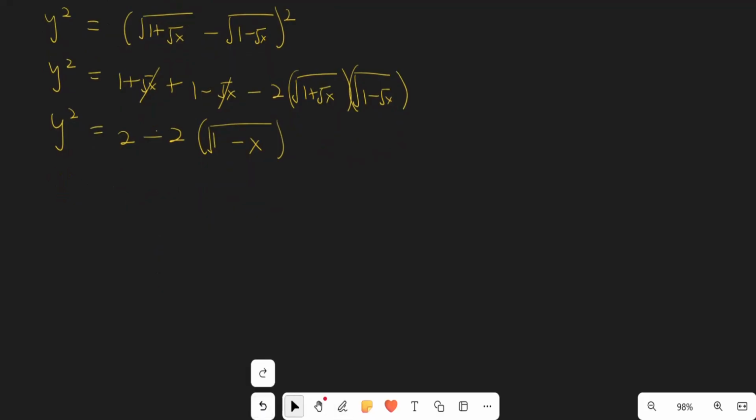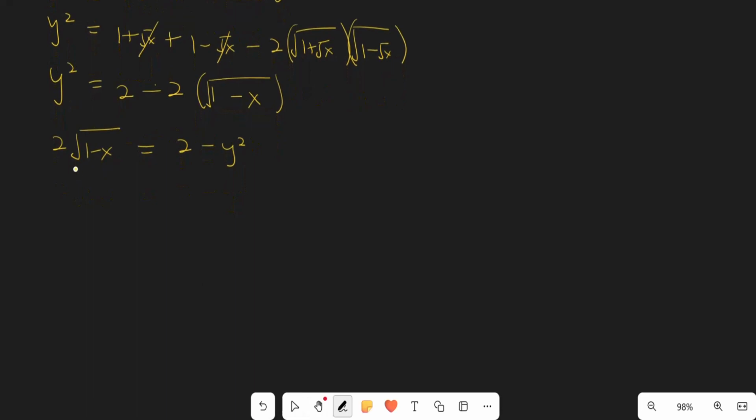So I'm going to bring 2 square root of 1 minus x to the left hand side, and the right hand side becomes 2 minus y squared. I'm trying to isolate x here. So divide this by 2. This cancels, and the square root of 1 minus x is going to be equal to 2 minus y squared all over 2.